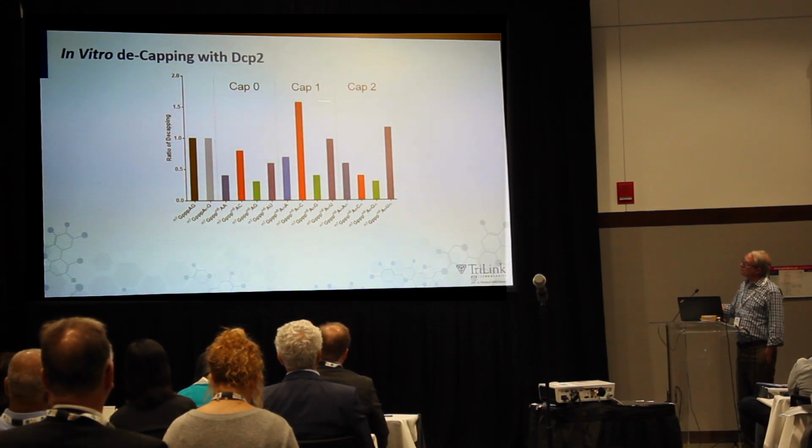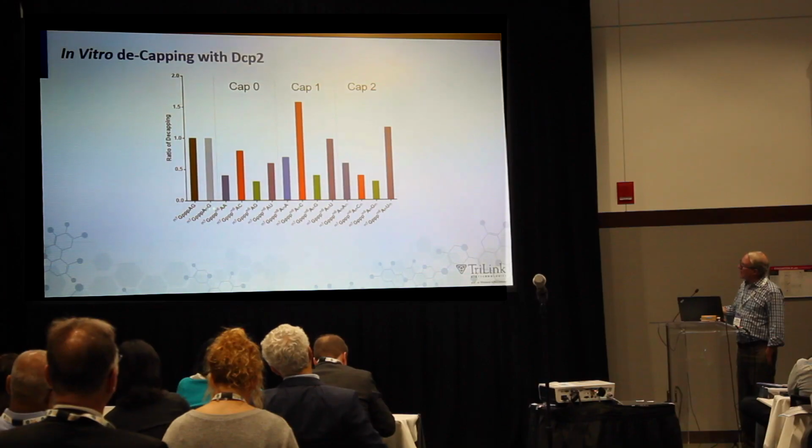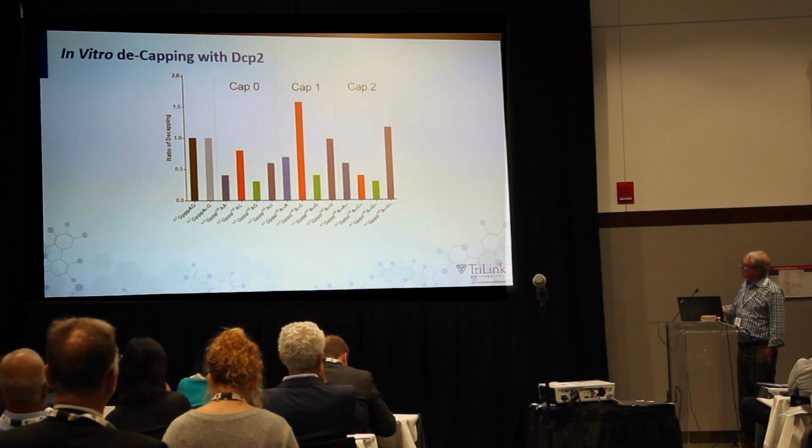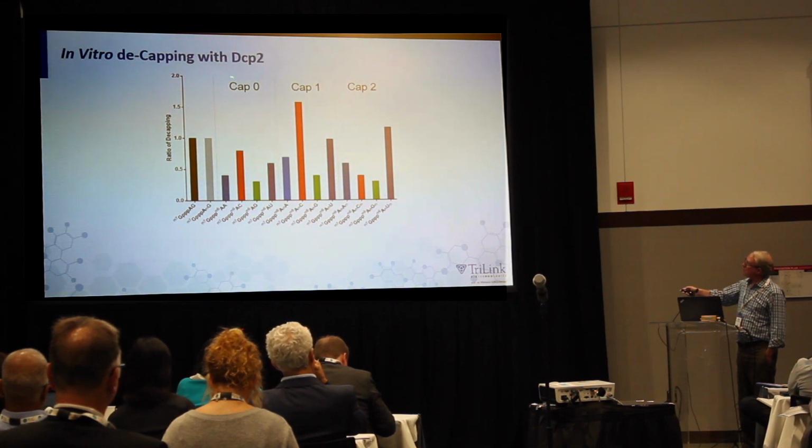DCP2 is one of the predominant decapping enzymes in the cell, although there are others. The first thing I want to point out to you, this is kind of a big data set, but what we did was we looked at every dinucleotide at the first position with M6AM. So AA, AC, AG, AU. And then we looked at those as cap0, cap1, and cap2.